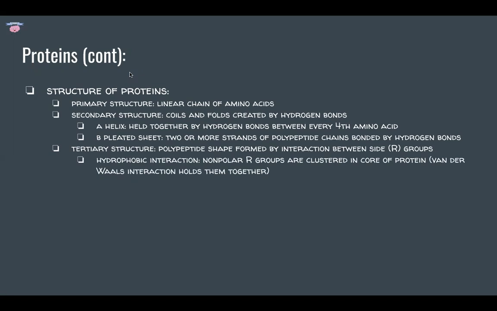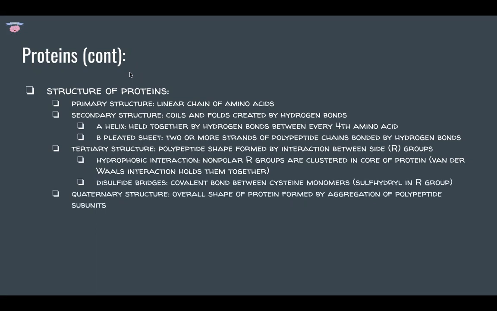Now, we got to tertiary structure, which is the polypeptide shape. But remember I said a protein is not the same as a polypeptide. So there must be one more step. Quaternary structure. It's the overall shape of protein formed by aggregation of polypeptide subunits. I know it's really complicated, but it's basically the polypeptides coil and change shape to form the protein. Now, notice a protein can have more than one polypeptide.